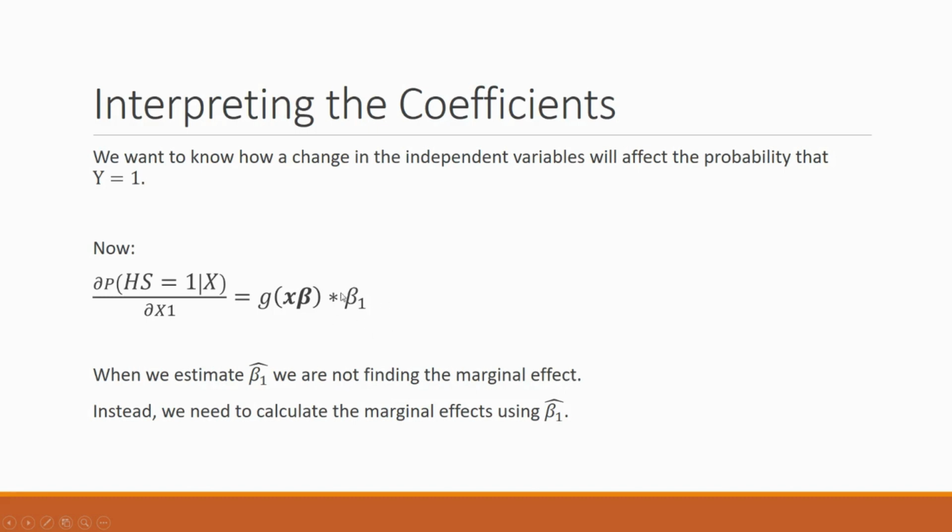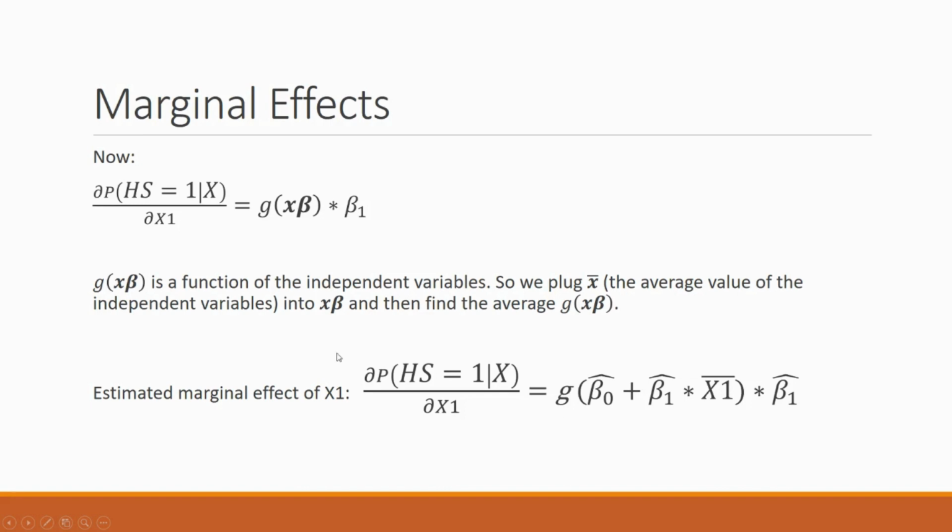Because we don't just need beta 1 hat, we also need this function. So instead we need to calculate the marginal effects using beta 1 hat. How does that work? So this lowercase g of x beta, this is a function of the independent variables. So what we do is we plug the average value of the independent variables into x beta, and then we find the average of this function.